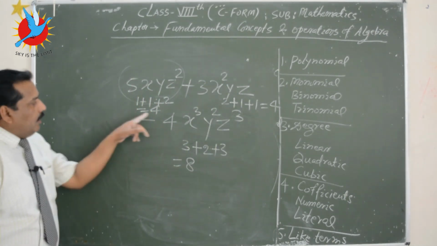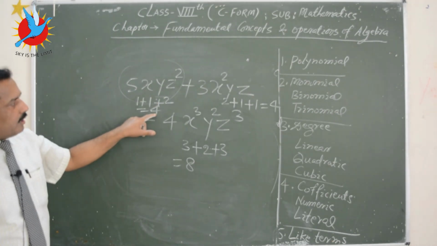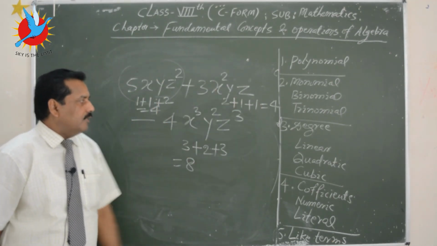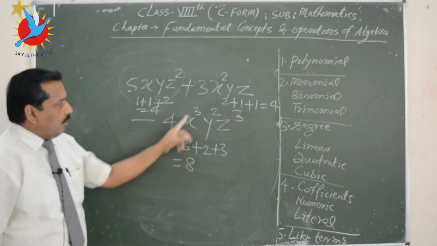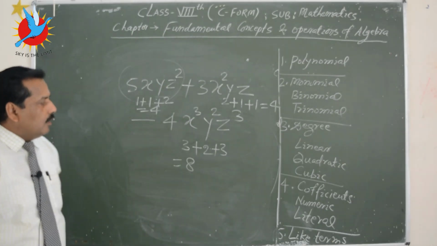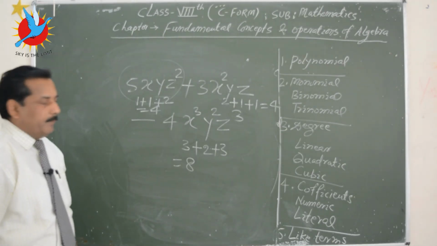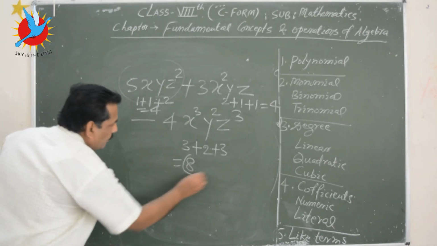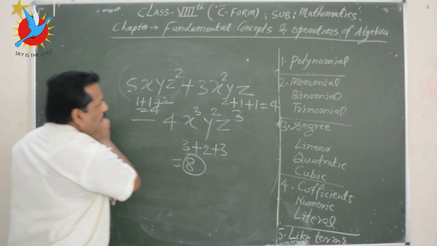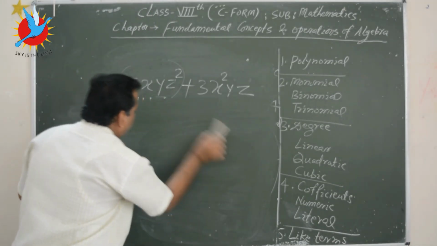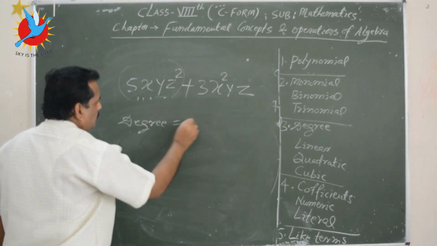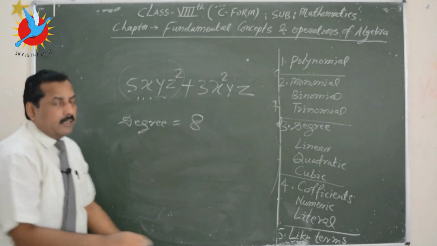So here the sum of powers is 4 in this term. Here the sum of powers in this term is again 4. Here the sum of all the powers of all the variables in this term is 8. So we have to pick up the highest power. This will be known as the degree of this polynomial. So we can write: degree is equal to 8.